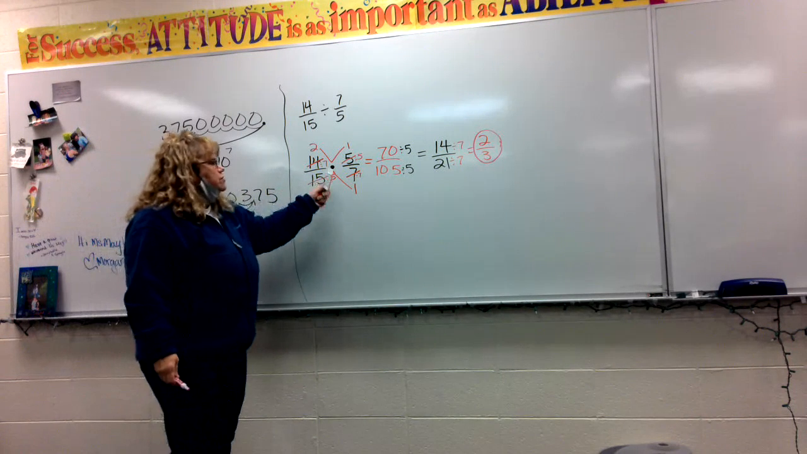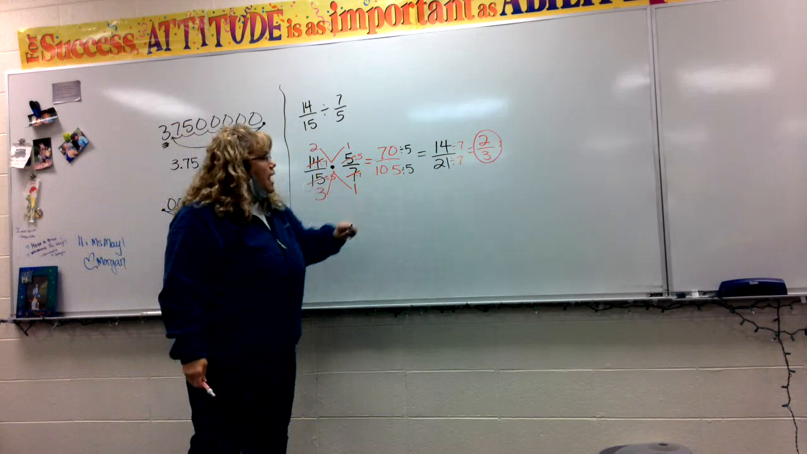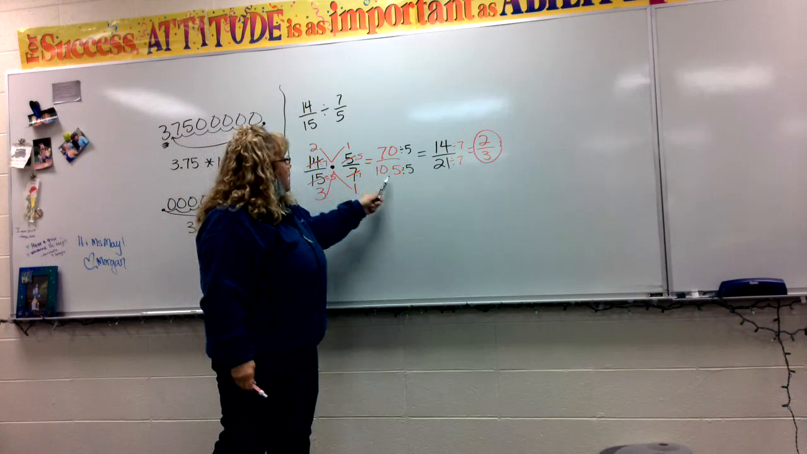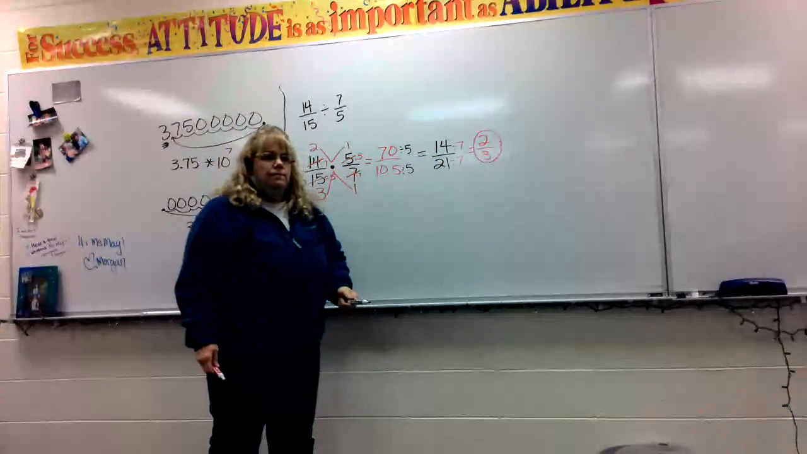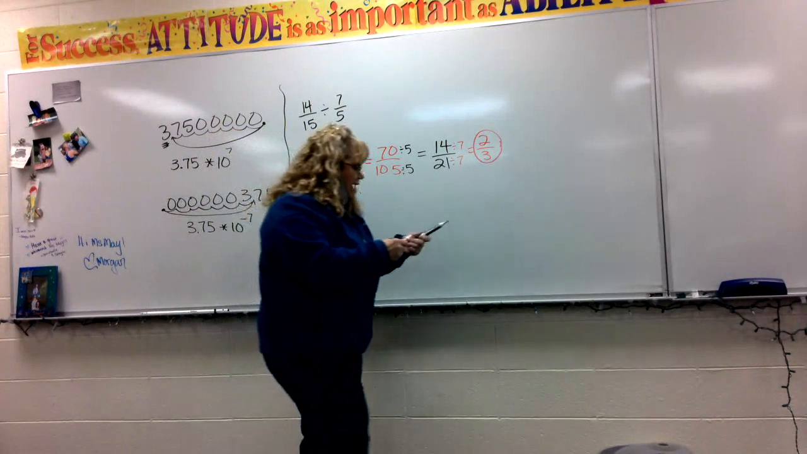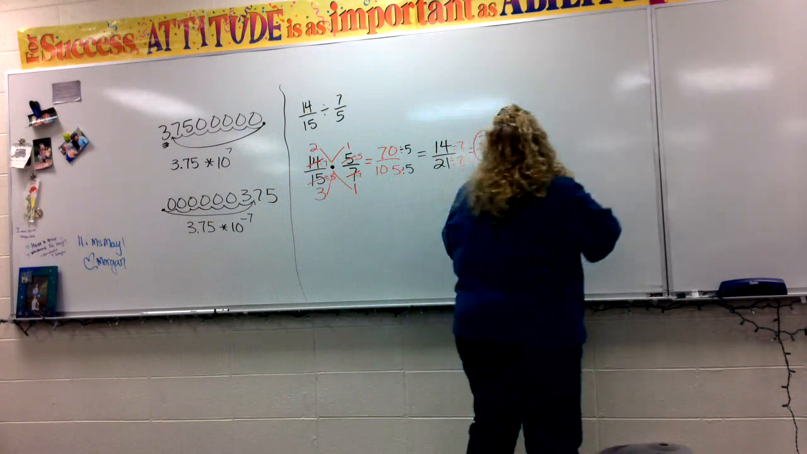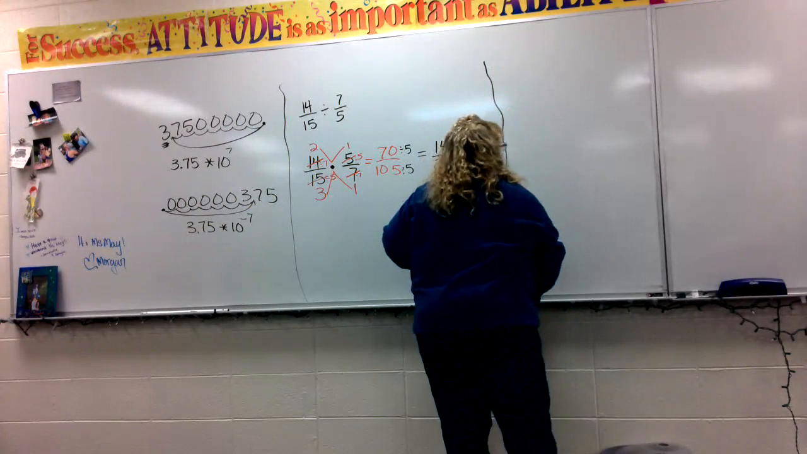So it's the same steps, you just change the order. If you want to reduce it first and then multiply, or if you want to multiply first and get 70 over 105 and then reduce. But that's today's lesson. We're done. Oh. JK. LOL.